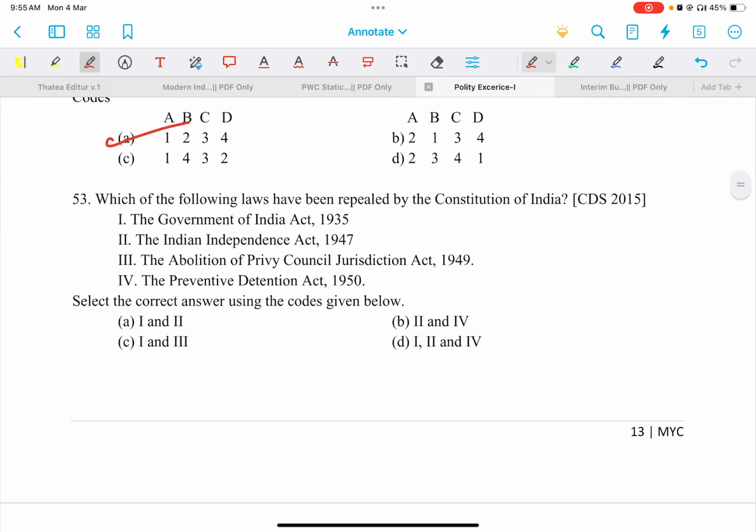Question number 53. Which of the following law have been repealed by the Constitution of India? Government of India Act, yes. Indian Independence Act, yes. Abolition of Privy Council Jurisdiction Act, no. Preventive detention, yes. So 1, 2, and 4 are the right. Option D is the right answer.